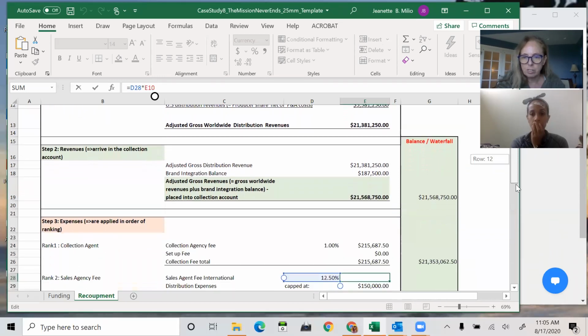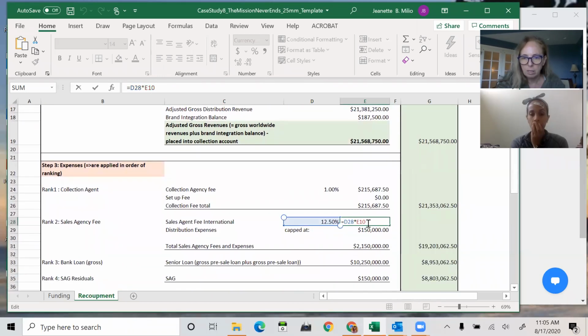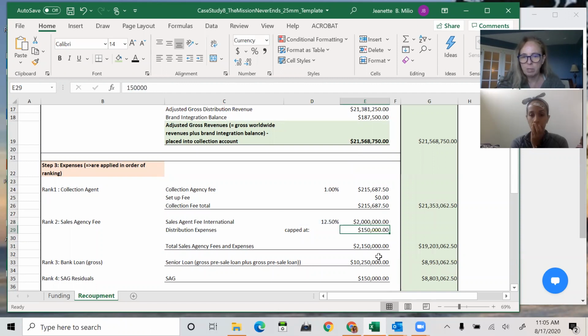So the sales agent is getting 12.5% of 16 million, which is $2 million. Now, in our assumptions, we do not have a distribution expense percentage, we have a distribution expense amount, and that amount was $150,000. It's just capped at that amount. So I have to add that because I have to pay my sales agent the distribution amount. So that's why we're paying our sales agent $2,150,000, right?